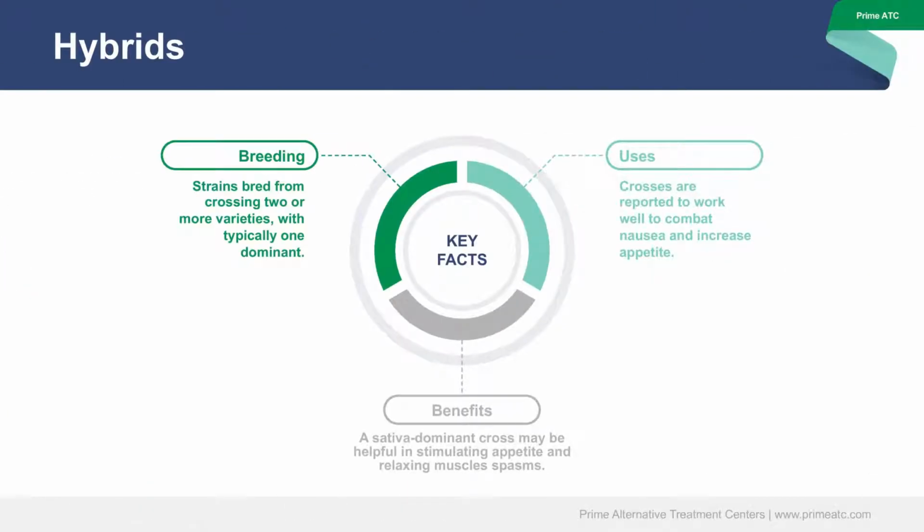Hybrids. Strains bred from crossing 2 or more varieties, with typically one being dominant. For example, a sativa dominant hybrid may be helpful in stimulating appetite and relaxing muscle spasms. Hybrid crosses are reported to work well to combat nausea and increase appetite.